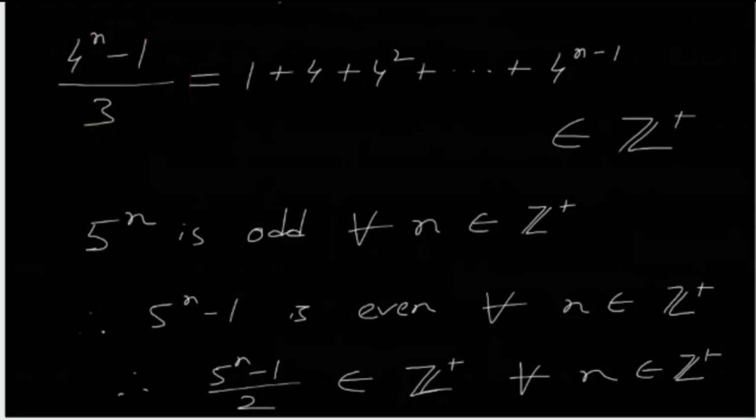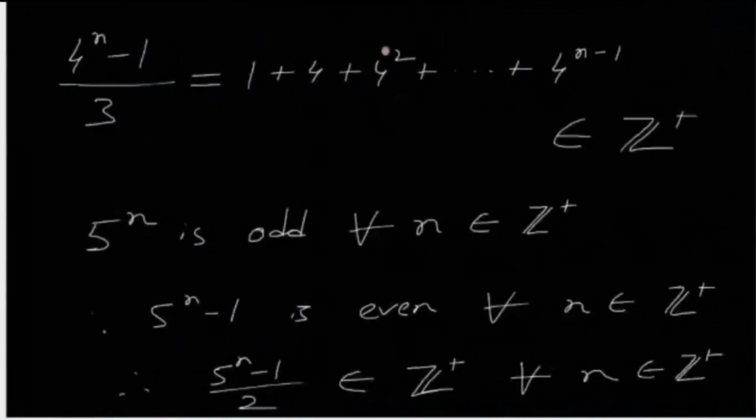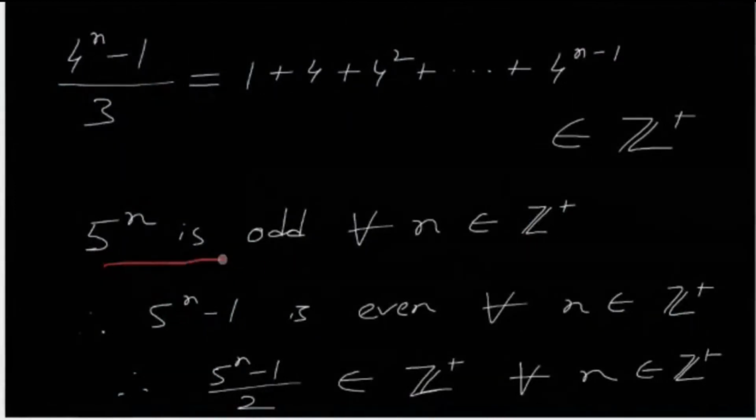Now option D says (5^n - 1)/2. Now see, 5^n is always odd for all natural numbers n. 5^1 is 5, 5^2 is 25, and 5^3 is 125. So 5^n - 1 is even for all n, and since it is even, it is obviously divisible by 2. So (5^n - 1)/2 is an integer. Very easy. So this again belongs to the set of integers, and it takes integral values.